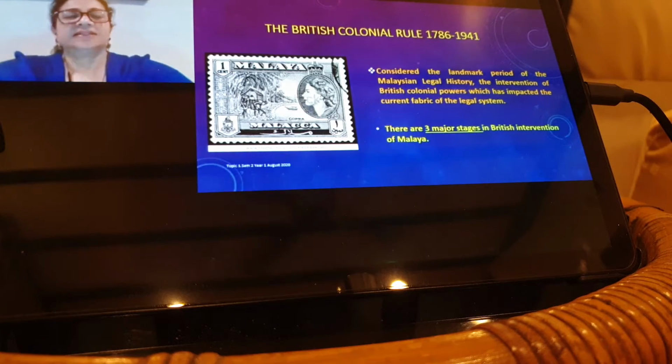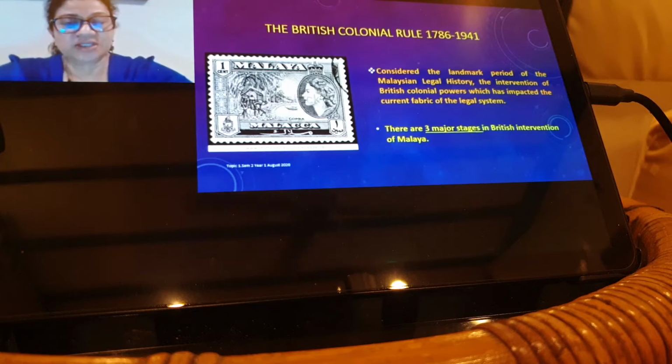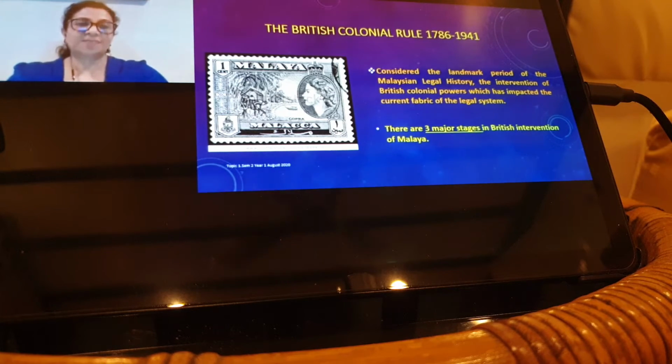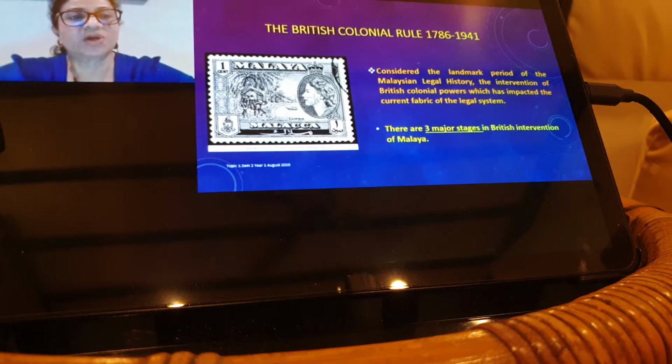Now, the third superpower is the British. They were the longest to rule Malaya, from 1786 to 1941. Subsequently, you have the Japanese occupation. We had the Japanese occupation for a short while, and subsequently the British came back after the Japanese occupation and ruled right up to independence, when we got independence in 1957. So it's almost 150 years. They were the longest colonial power that colonized Malaya.